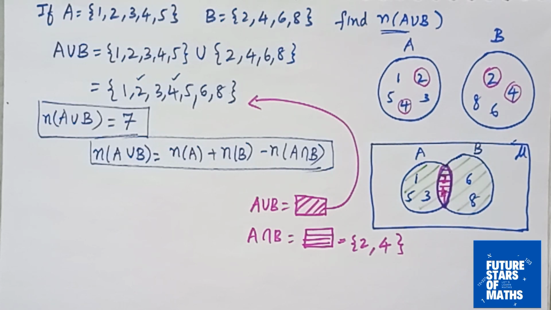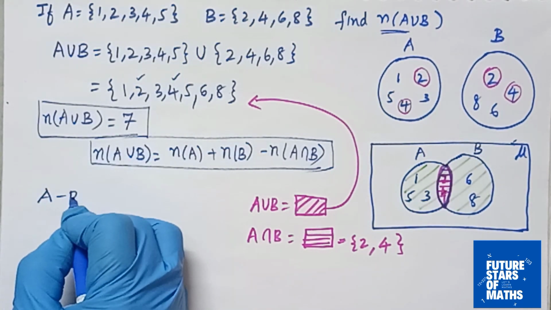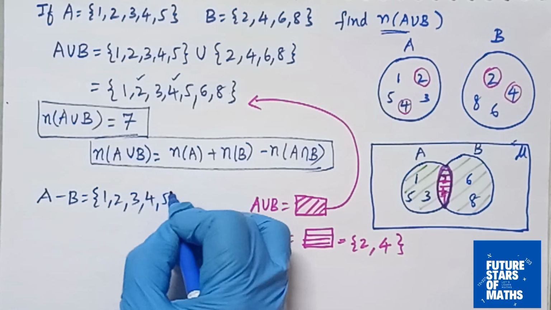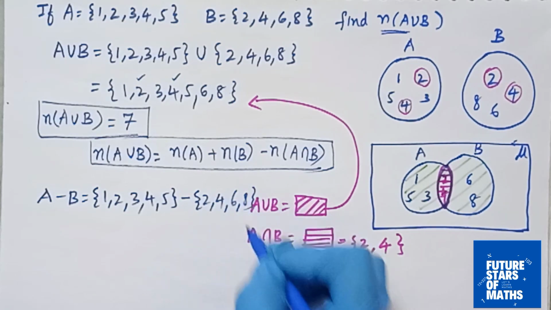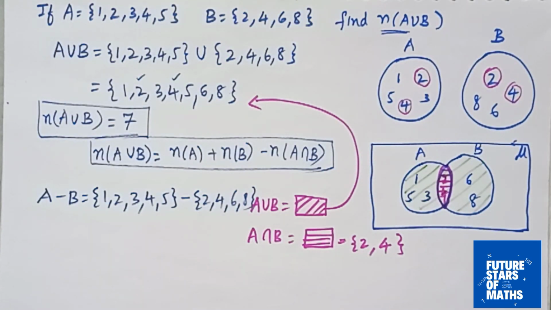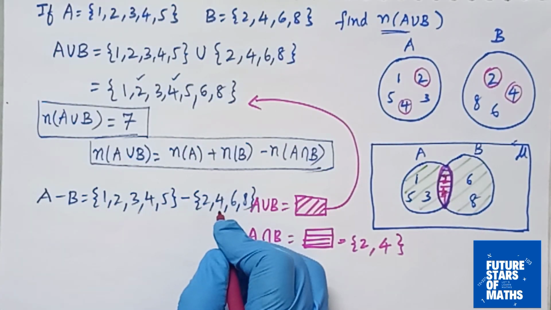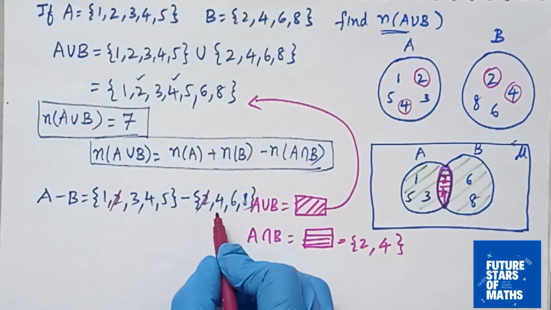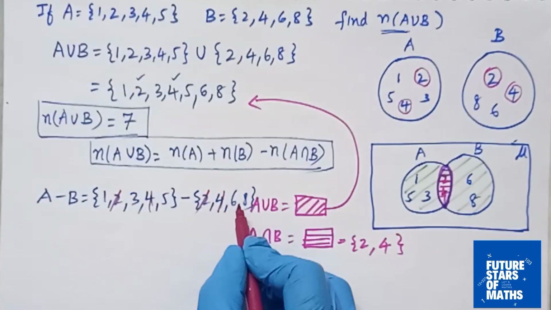Union and intersection. Then one more sum for Venn diagram is left. What is that? A minus B. So we'll draw that also. Okay, A minus B. So 1, 2, 3, 4, 5 minus B, 2, 4, 6, 8. So in minus what we'll do? We'll cut the same common element in both the sets. 1. Do we have 1 here? No. 2. We have 2 in both the sets. So we'll cancel that. Then 3. We don't have 3 here. Then 4. We have 4 here and here. We'll cancel that. 5. We don't have 5 here.